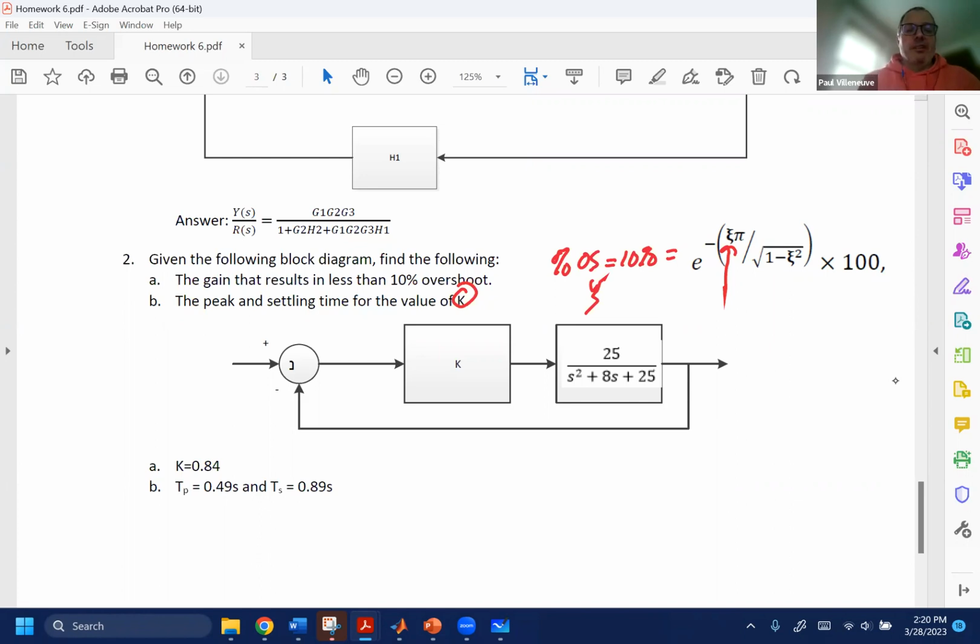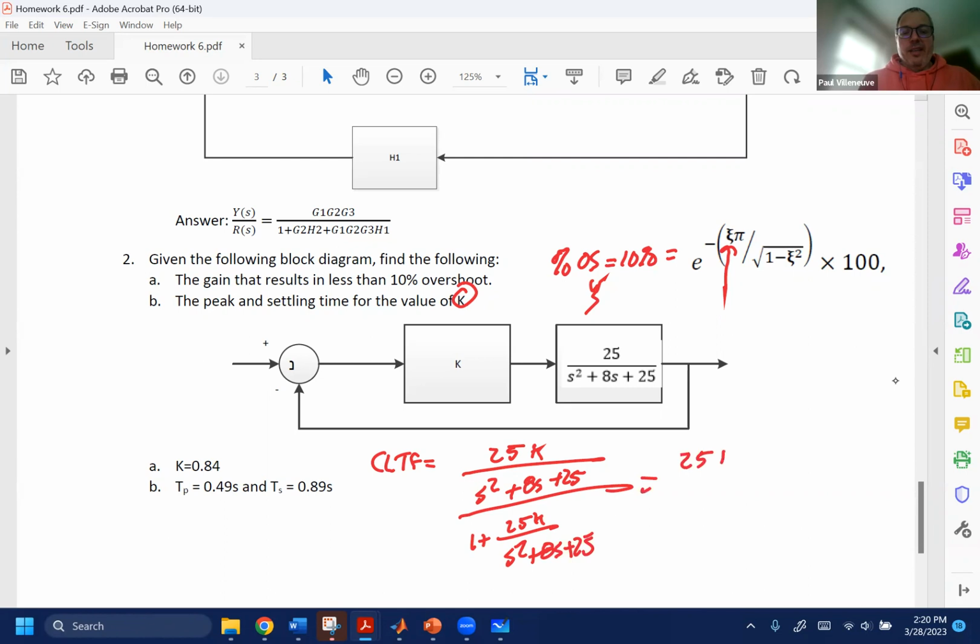The next step is to solve for the closed loop transfer function, which is 25k over s squared plus 8s plus 25, all over 1 plus 25k over s squared plus 8s plus 25, which is equal to 25k all over s squared plus 8s plus 25 plus 25k, if I did that correctly.